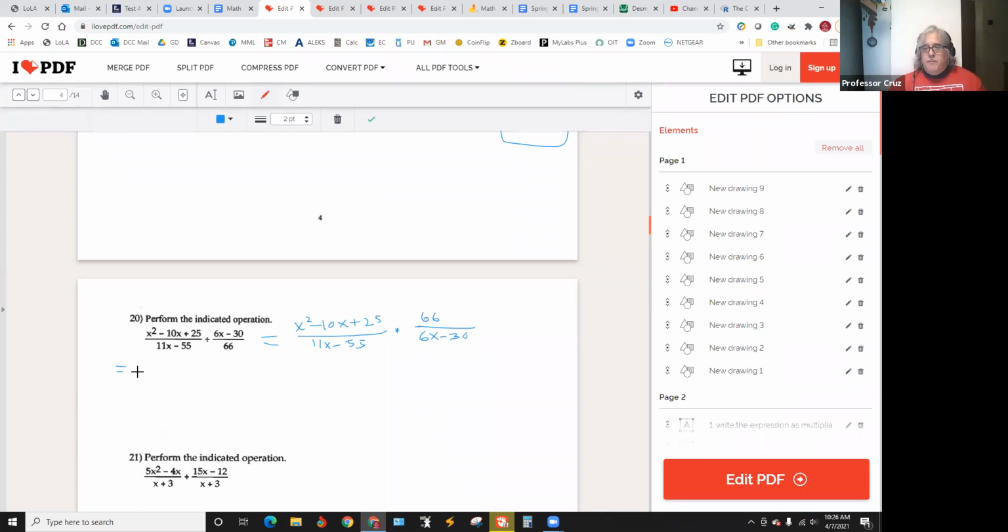All right, so these three are fairly easy. Well, the 66, there's nothing to factor there. But let's do it a piece at a time. Down here, that's a 6 that comes out, and you've got x minus 5. So 6 times x is 6x, 6 times negative 5 is negative 30.